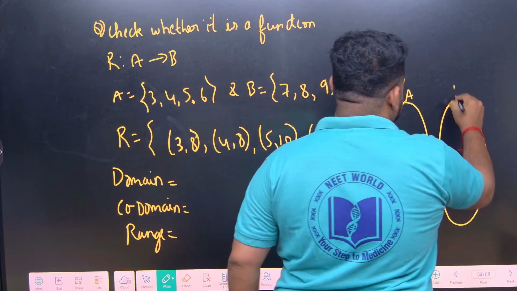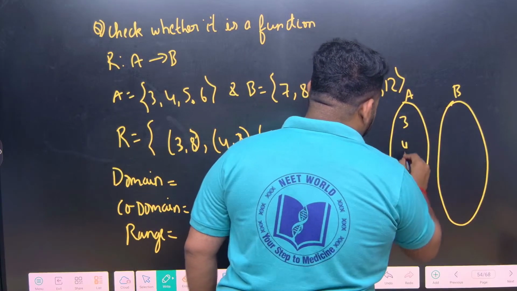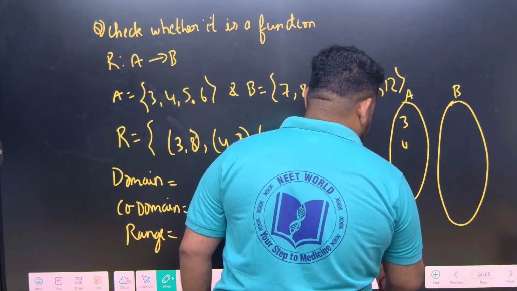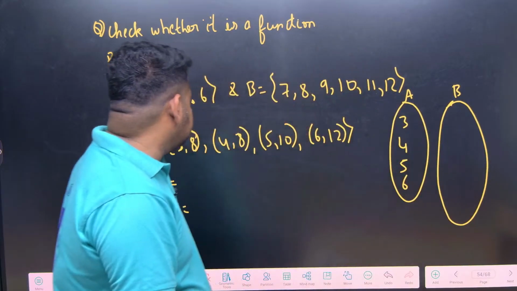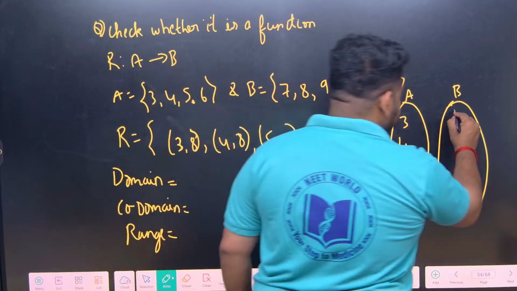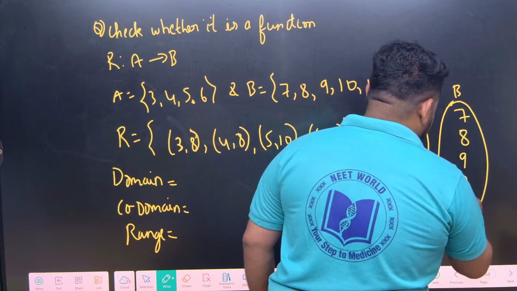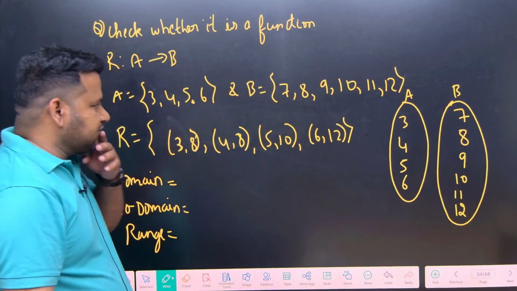Set A and set B are given. In set A, what are the elements we have? 3, 4, 5, 6. In set B, what are the elements we have? 7, 8, 9, 10, 11 and 12. So these are the elements we have here.